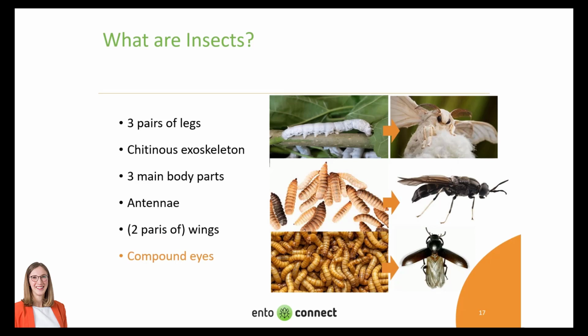Now you might think, okay, we got all these characteristics, but how do they apply to the insects we know? So where does the silkworm have wings? Where does the black soldier fly larvae have legs or antennae? Where does this apply to the mealworm? Well, if we look at their adult stage, there you find all those features, and also compound eyes, which are another characteristic of insects.